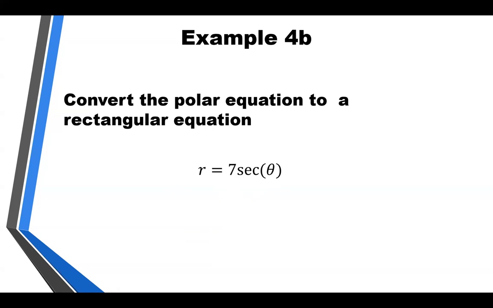Now, most of our conversions are not going to be quite like that previous one, not just r equals a number or theta equals a number. Most of our polar equations are going to be more complicated than that. So let's practice converting polar equations to rectangular equations. We'll start with this example. R equals 7 times secant of theta.